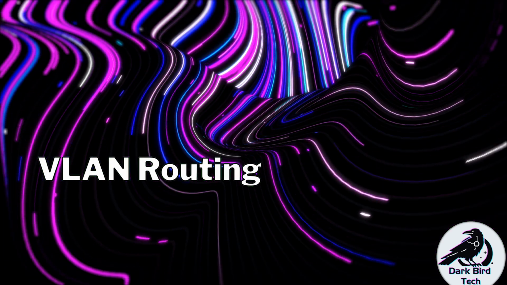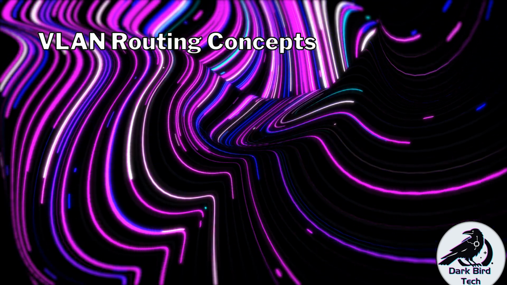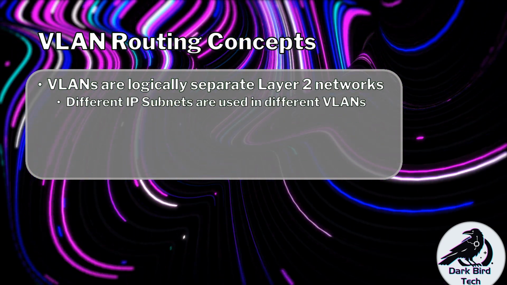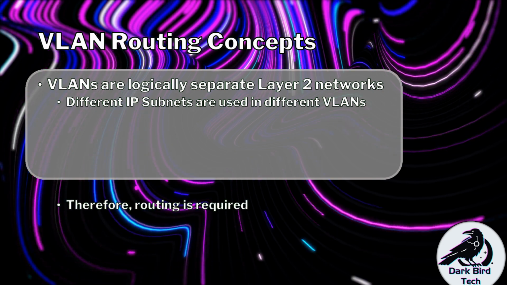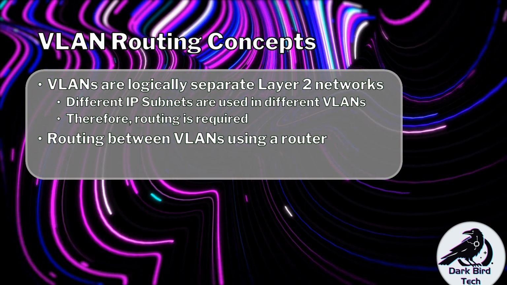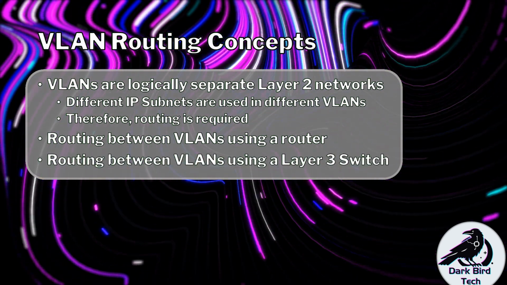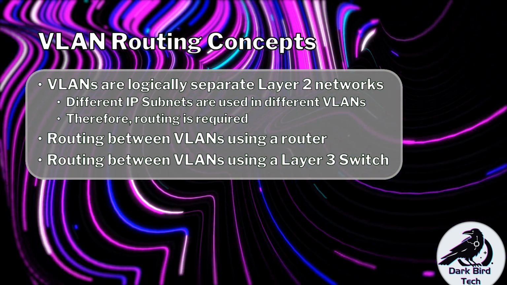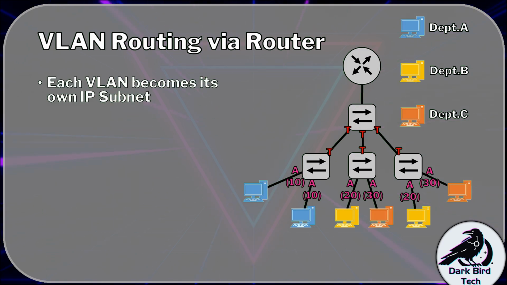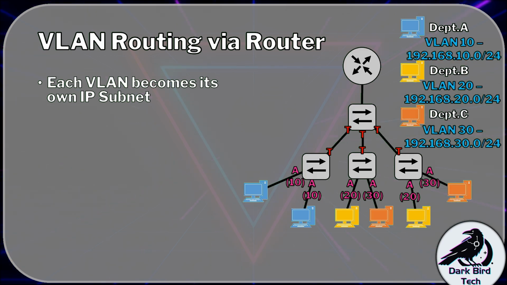VLAN routing. So let's go through the concepts of VLAN routing quickly. VLANs are logically separated layer 2 networks, and that means we can have different IP subnets being used in those VLANs. Therefore, we need to do routing. Great stuff. Routing between VLANs will either require us to use a router, or we're going to use a layer 3 switch. And I will get into what is a layer 3 switch just now. First though, I want to show you VLAN routing via the router. So as we said, each VLAN becomes its own IP subnet. So that means we can have VLAN 10 being 192.168.10.0, VLAN 20 being 192.168.20.0, and VLAN 30 being 192.168.30.0.